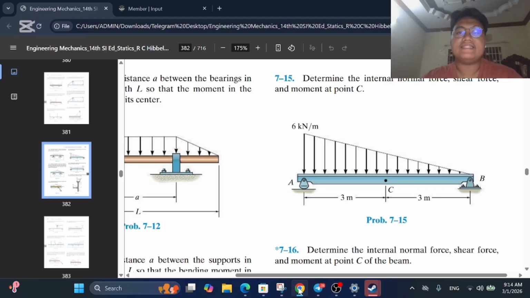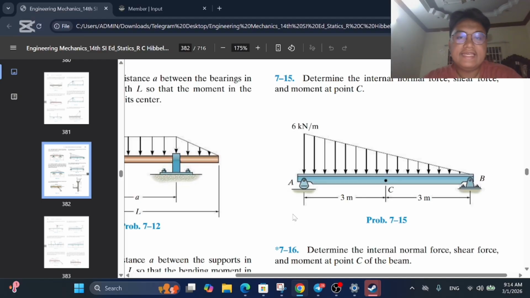So to understand more in depth of the platform, we use an example from the book to apply on it. I choose 7.15. It read that determine the internal normal force, shear force, and moment at point C.